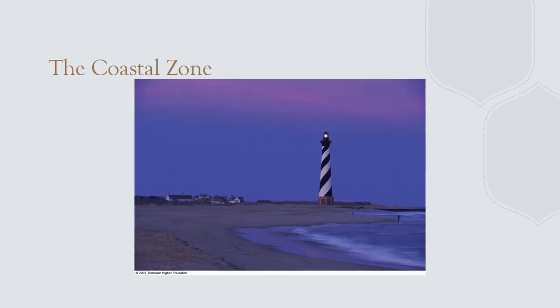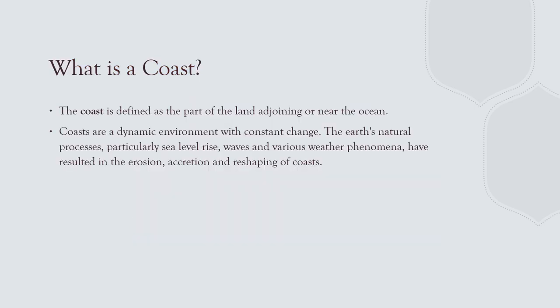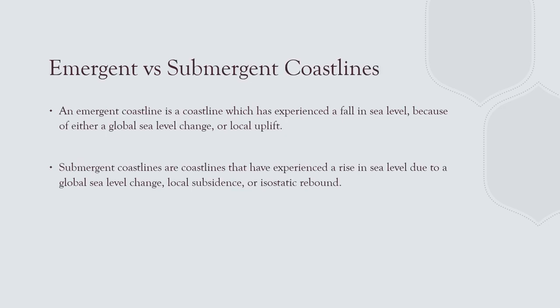The last thing that we are looking at is coastal processes. So the coast is where the land and the water meet. That seems fairly obvious. Submergent and emergent coastlines. An emergent coastline is experiencing uplift, a fallen sea level or uplift. So usually we have our subduction causing coastal mountains to be uplifted, or we have that hot spot causing an island to form. Submergent coastlines are more common now with the sea level rising. You can also have local subsidence.